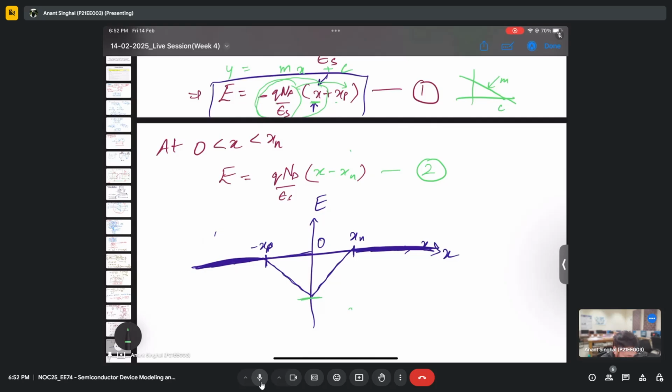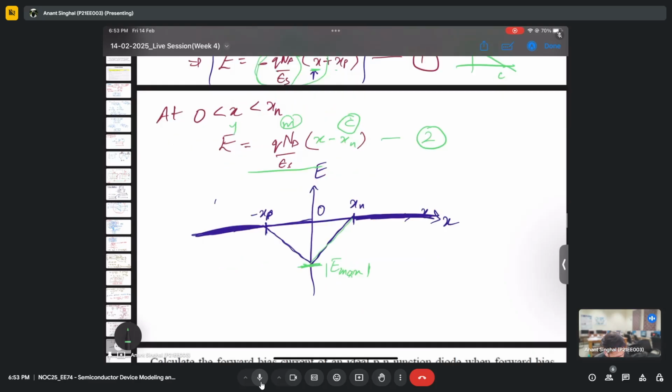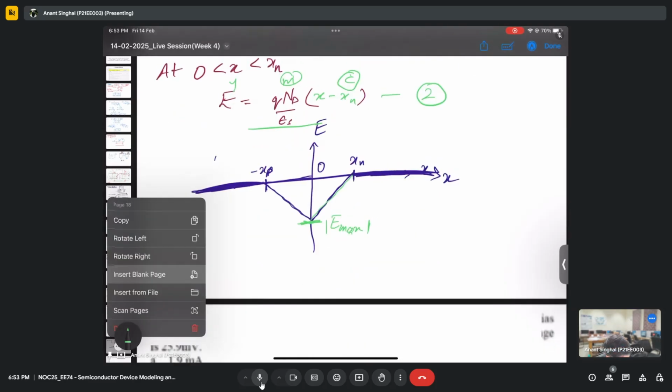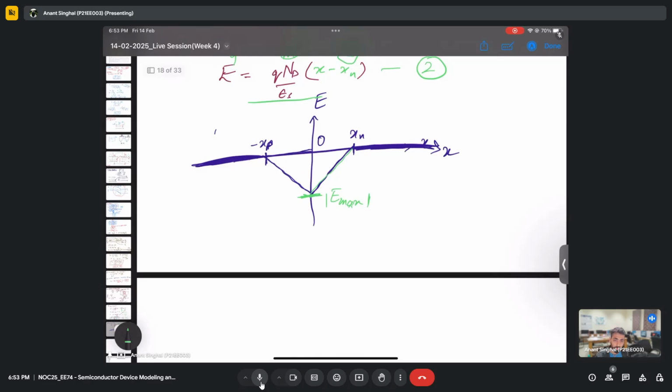Similarly, this line will also come like that. This equation is also a linear plot, y equals mx plus c with some intercept. You see the electric field will come out to be maximum at the origin, at x equals 0. This is what we call the maximum electric field. I'll tell that later. What I was saying is, is the electric field plot clear?